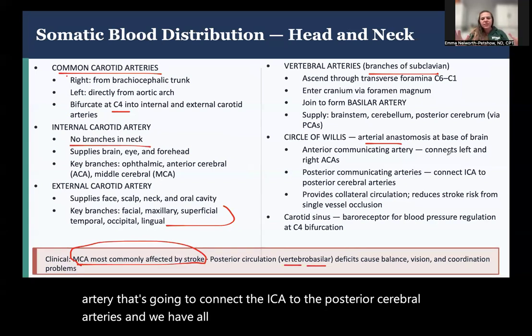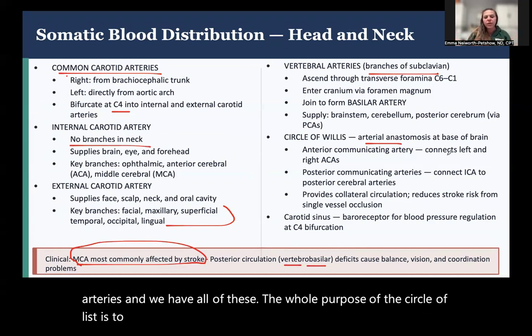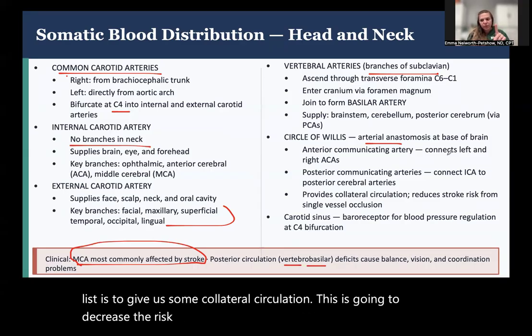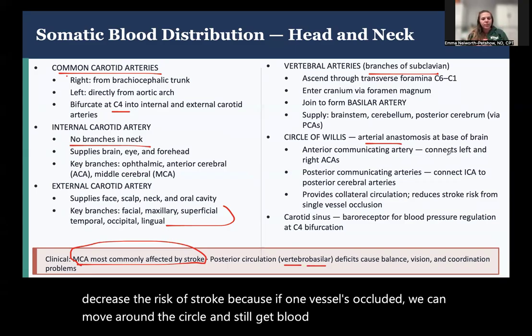The whole purpose of the circle of Willis is to give us some collateral circulation. This is going to decrease the risk of stroke because if one vessel is occluded, we can move around the circle and still get blood supply to most of our tissues of the brain.